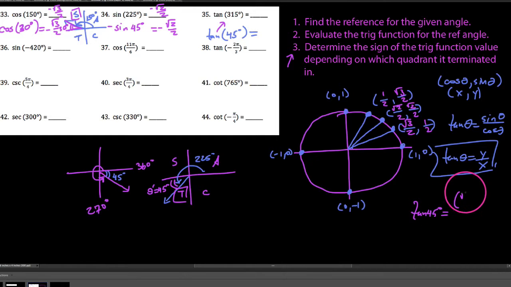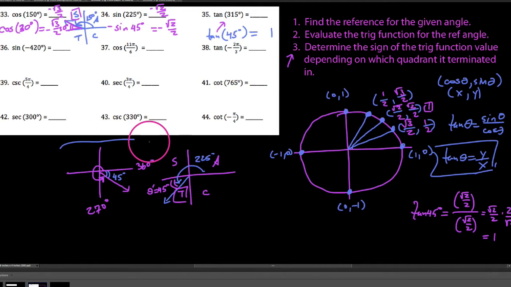we would have to take the sine at 45, which is root 2 over 2, divided by the cosine at 45, which is root 2 over 2, which is the same as multiplying by the reciprocal, root 2 over 2 times 2 over root 2. Everything cancels here, and we just get left with 1. So our tangent value out here is 1. We're going to say that our tangent value here is also 1.